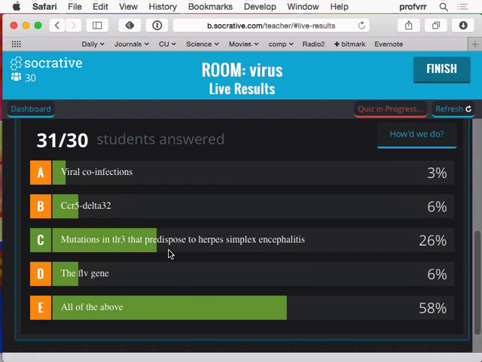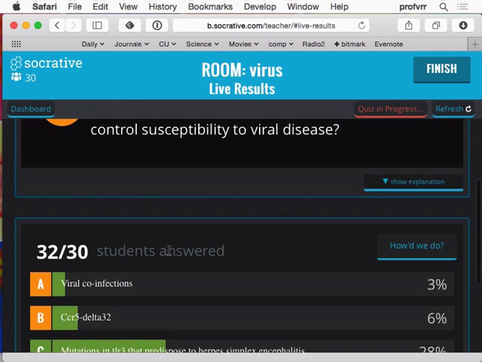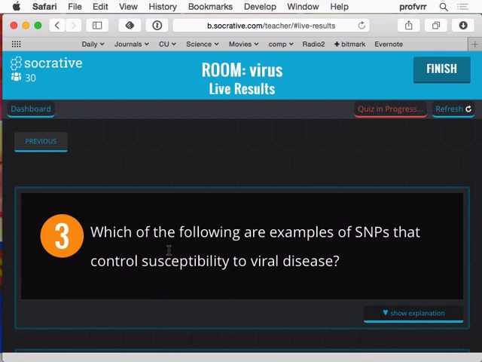So the answer is C, mutations in TLR3. Those are SNPs because co-infection is not a SNP. CCR5 delta 32 is a deletion in the gene. The FLV gene is also a deletion. It's not all of the above. So it's TLR3 mutations that predispose to herpes simplex encephalitis. So I want you to understand that a SNP is a single nucleotide change that can influence the outcome.